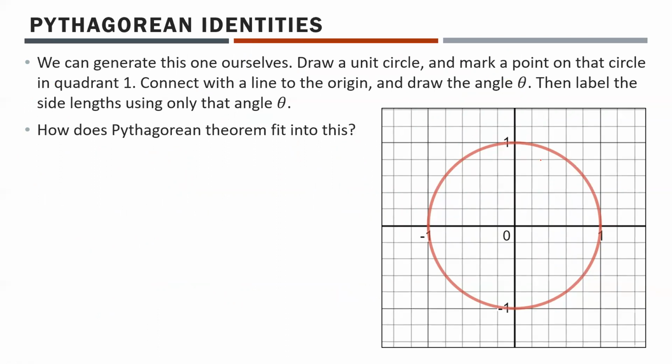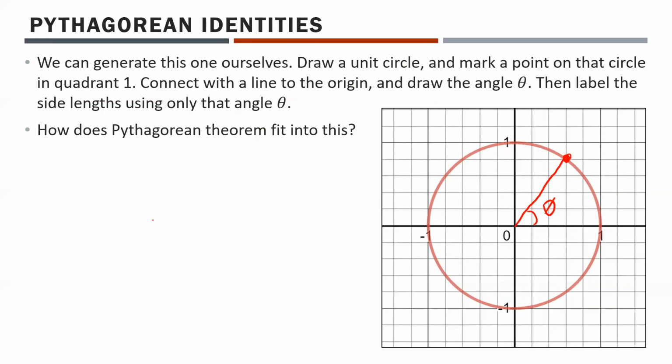Draw a unit circle and mark a point on that circle in quadrant 1. So I already threw a unit circle in here. So you know what, I'll just mark a point. How about I use this one? Doesn't matter. I can use literally any point. It doesn't have to be on the grid. Any point in quadrant 1. Connect with a line to the origin. Okay, there we go. And draw the angle theta. All right, so far so good.